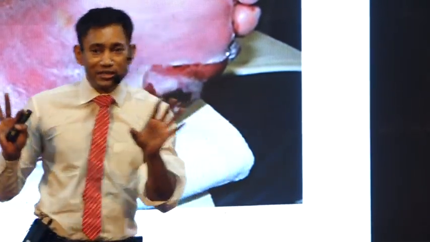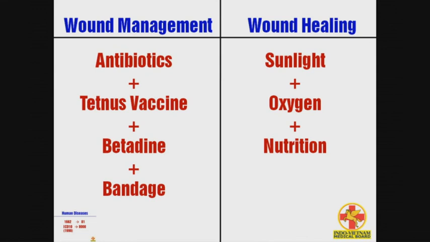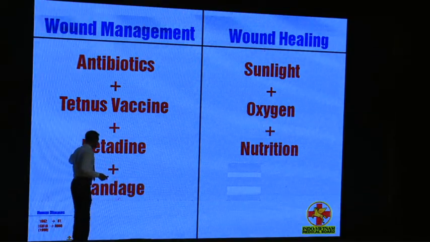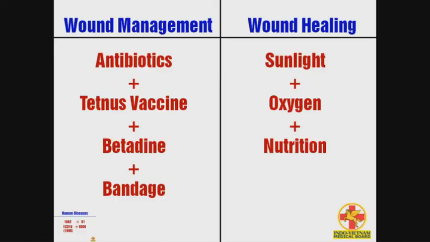So try to understand. People say he got amputated because of his diabetes. I say no. It's because of the diabetes care. It is not diabetes which is killing you, maybe the diabetes care which may be killing you, right? So the current protocol is wound management: apply antibiotic, apply tetanus vaccine, and then some kind of antiseptic, bandage. My protocol is sunlight, lot of oxygen, lot of nutrition, right?